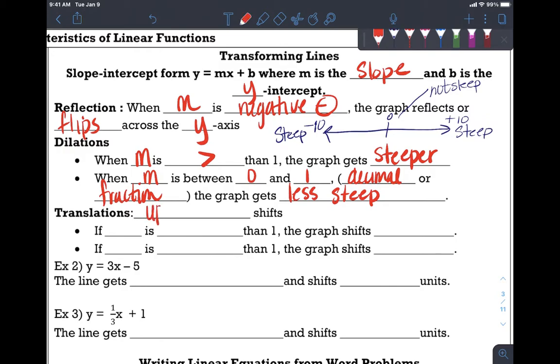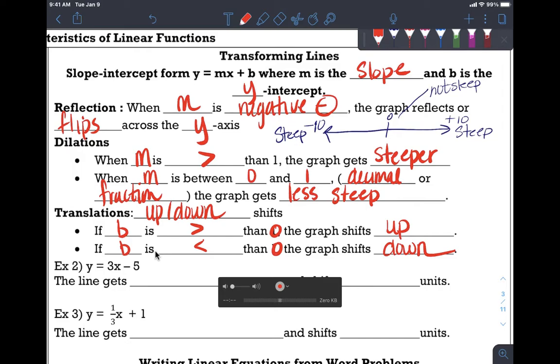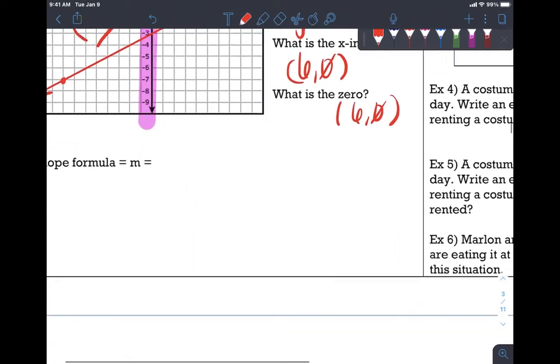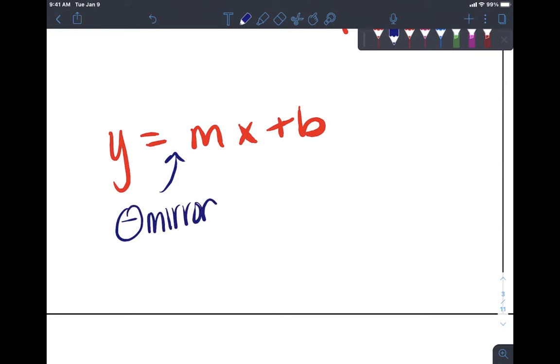So these are my up, down shifts. So if B is greater than 0, the graph shifts up. If B is less than 0, the graph shifts down. All right. So the way that we should think about this is that we should kind of keep this as a set of rules, okay? So y equals mx plus b. A negative means to mirror.